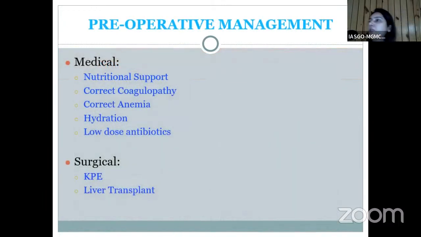So the stabilization of the baby is very important before taking up the baby for surgery. You have to correct the coagulopathy, correct anemia. The baby should be well hydrated and should be on a low dose of antibiotics. And then you proceed for the surgery.